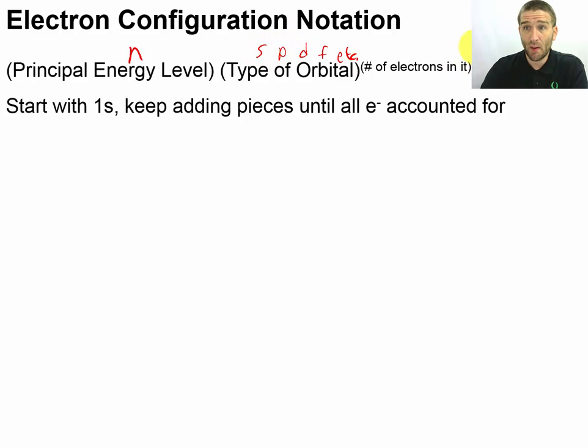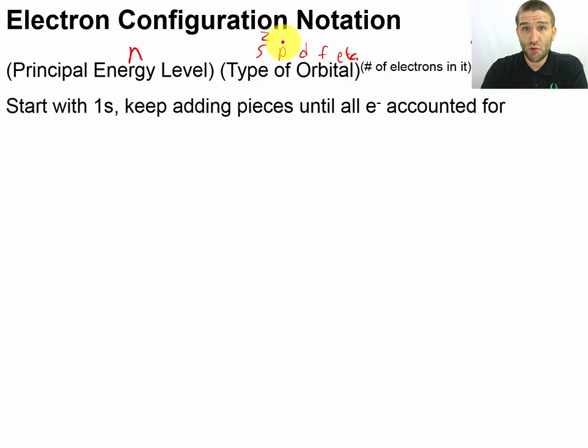A p orbital, remember that you're going to have your orientation that's up and down. You're going to have your left-right. You're going to have your front to back as well. So you're going to have a total of 6 electrons that are going to be able to fit into a p orbital. You're going to have 10 electrons that fit in a d orbital, and 14 electrons that fit in an f orbital.